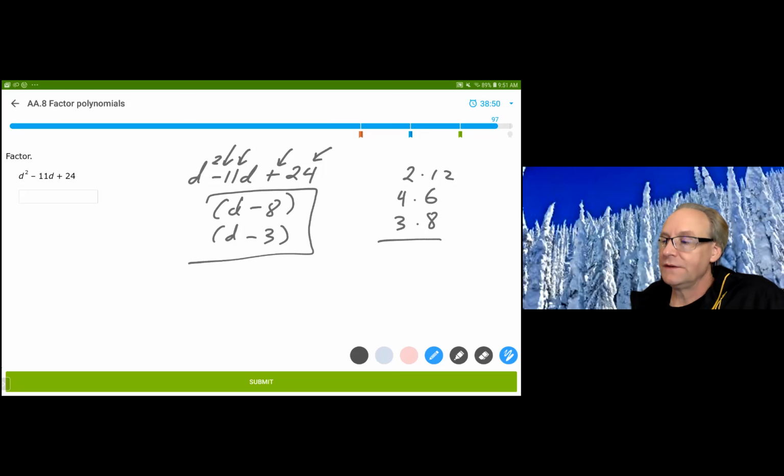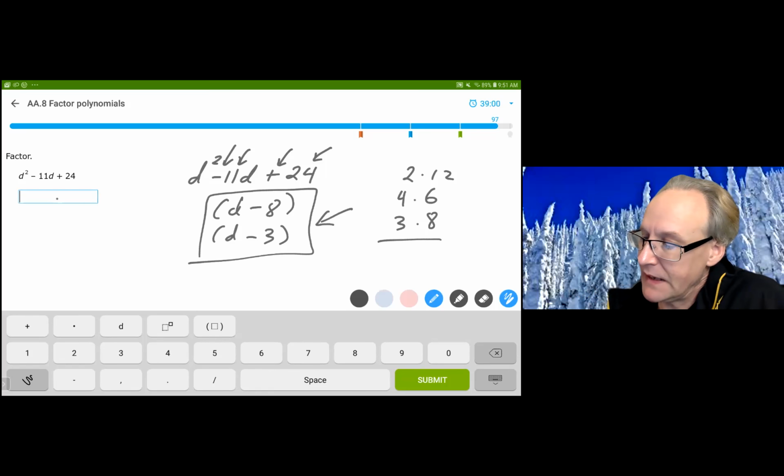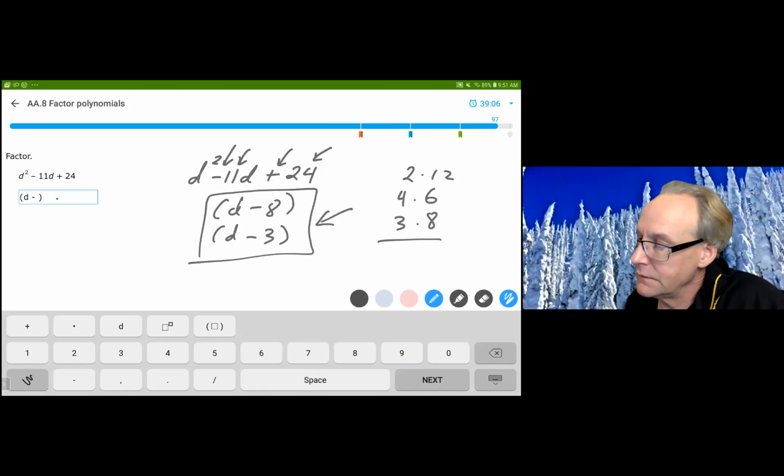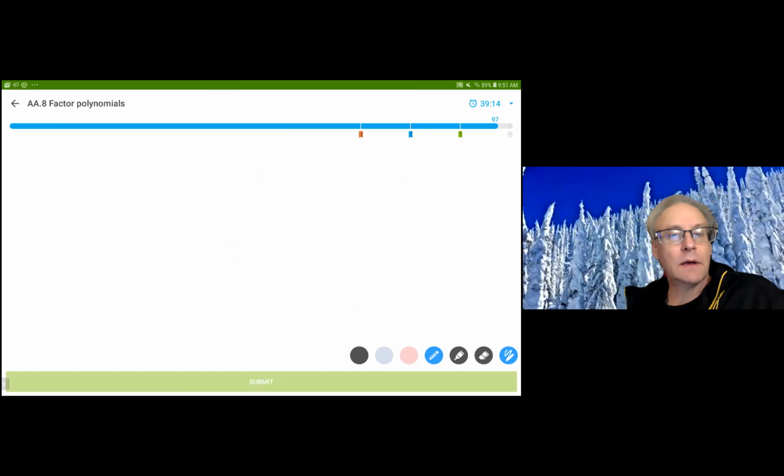What you want to do is practice until this becomes easy to do in your head. And it does take some practice. You may have to practice even more than what's here. D minus 8. And we have a d minus 3. There we go. And we're almost done. Looks like we have 2 left.